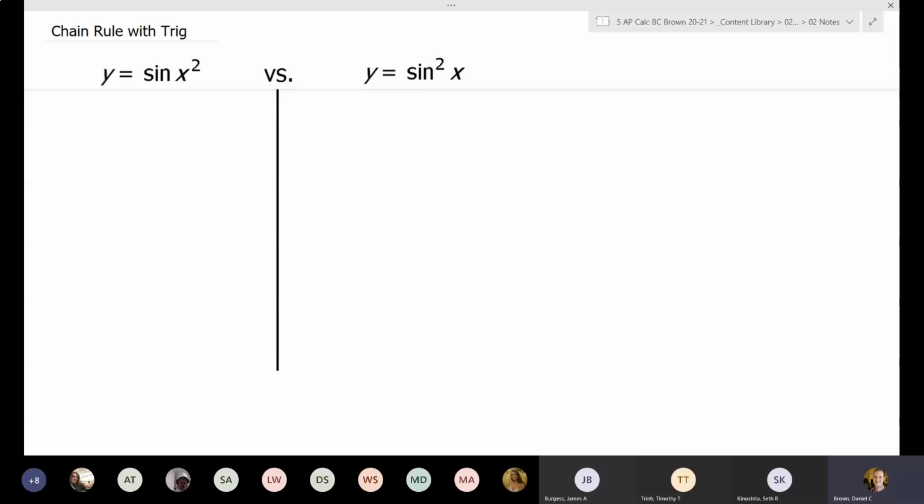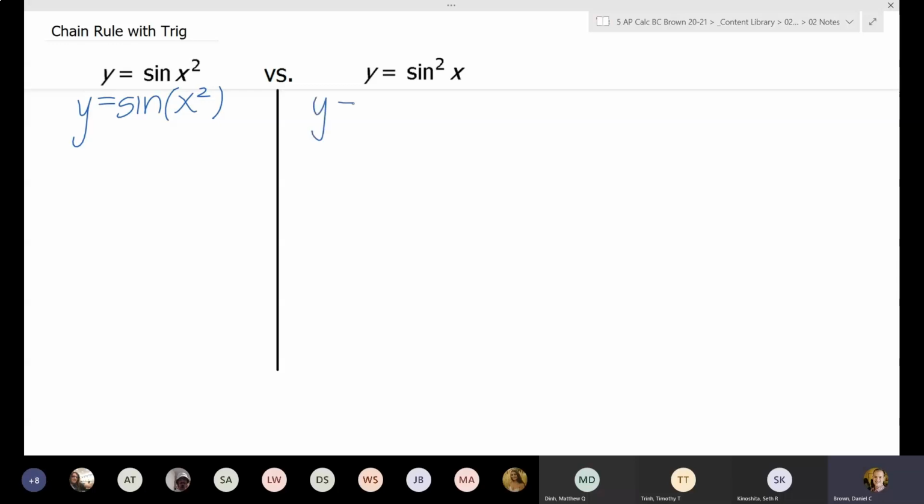If you're looking at this first one on the left, y is equal to sine of x squared, what's technically the outside function for that one? Sine. A lot of people think it's a little bit more clear if they write it as the sine of x squared. Versus the second one, y is equal to the sine squared of x. What's technically the outside function when I say sine squared of x? The squared is the part that's on the outside, yes.